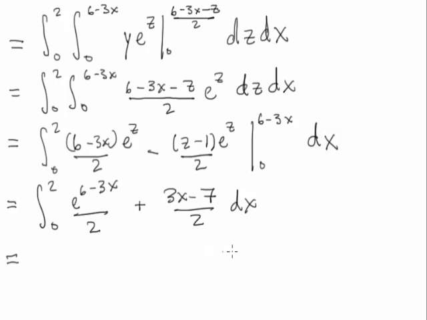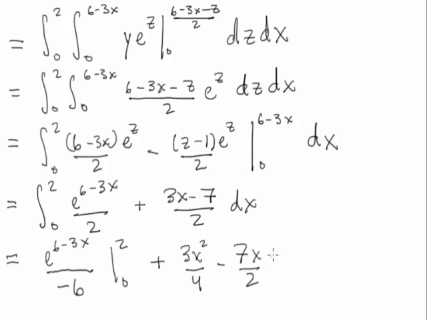Alright, so now we have our third iteration, and now we're integrating with respect to x. And so we get e to the 6 minus 3x divided by negative 3, so I end up with negative 6 evaluated from 0 to 2. And then I have plus 3x squared over 4, and then minus 7x over 2 evaluated from 0 to 2.